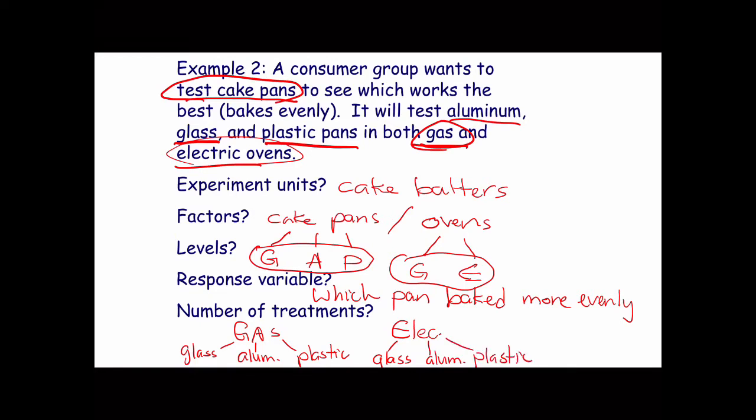So basically, you should see that there's 1, 2, 3, 4, 5, 6 different treatments that we're going to have to put cake batter in to actually see which is the best combination. So the number of treatments is 6. I'm going to just put that over here. An easy way to get that is to just look at your different number of levels. We have 3 levels of pans and 2 levels of ovens. So 3 times 2 equals 6. That's how you can get your number of treatments, just by multiplying the number of levels together based off the different factors.